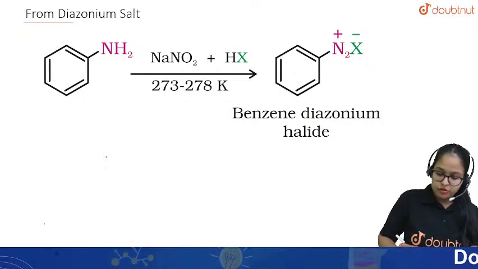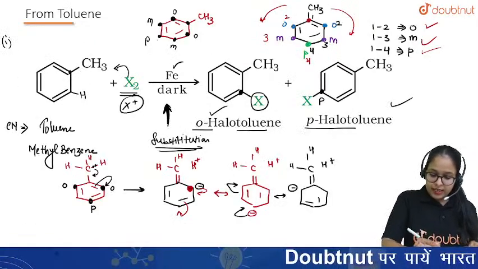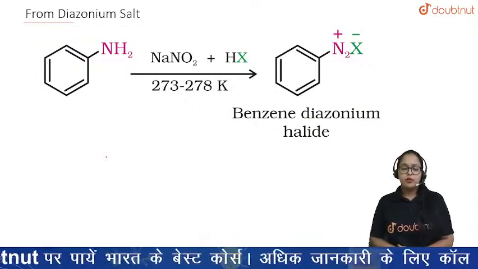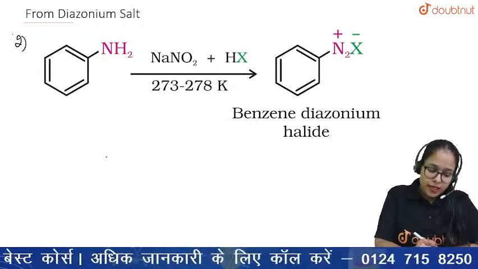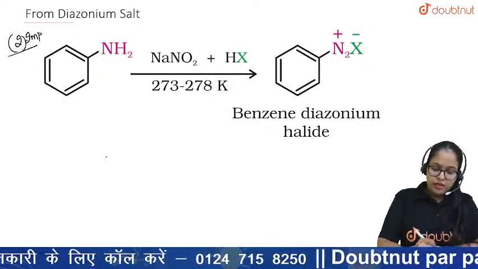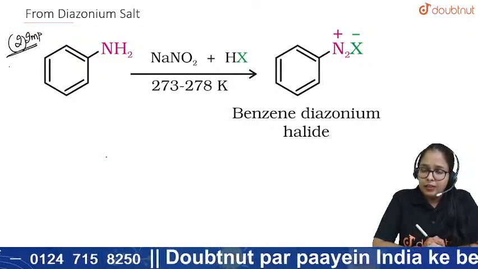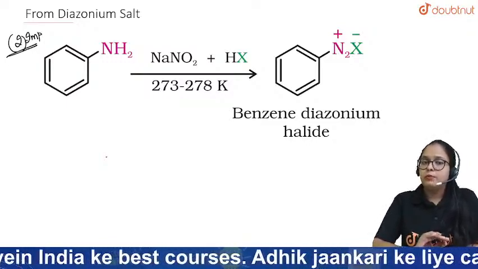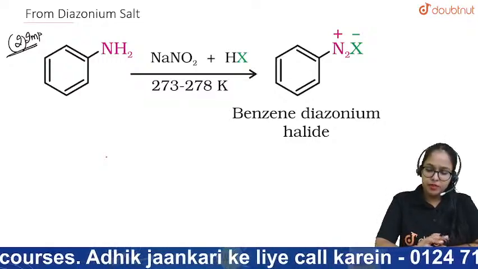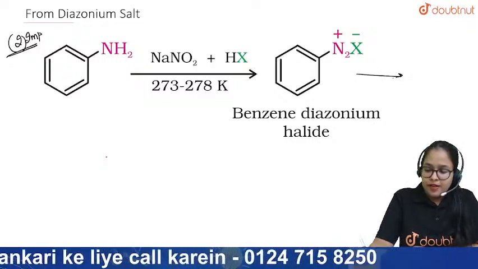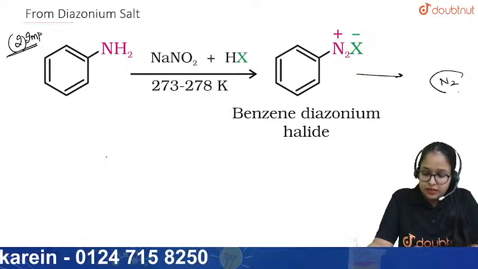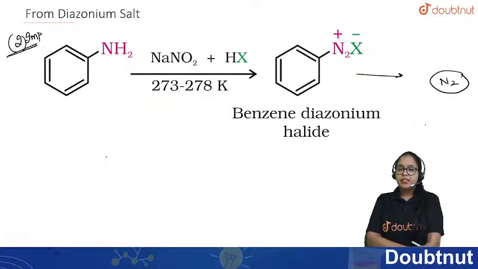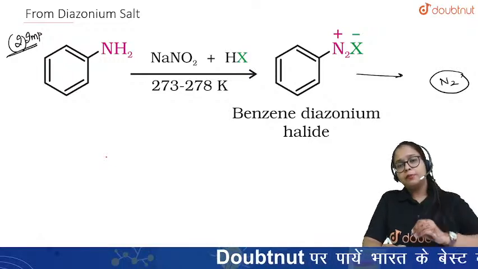This was the first preparation method, and the second and most important preparation method is to prepare your haloarene from diazonium salt. These are very important methods to prepare your haloarenes, and diazonium salt is one of the best ways to prepare haloarene, because whenever we prepare haloarene, N2 gas is released and it is a thermodynamically favorable process. I'll explain how, but let's first understand how we prepare haloarenes.